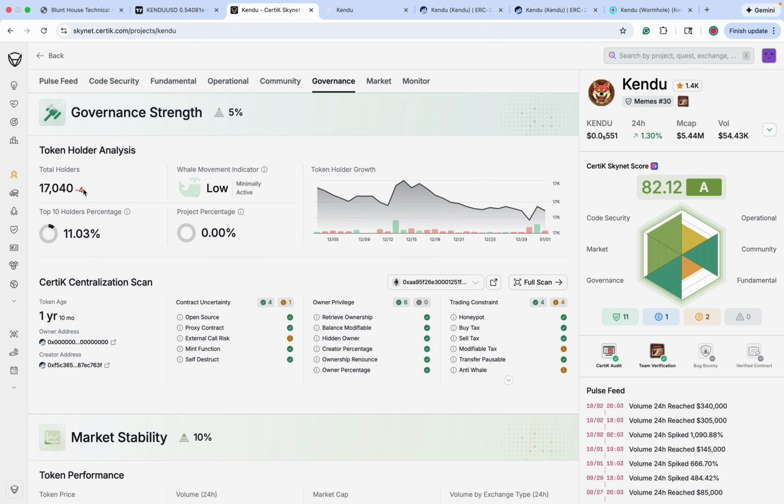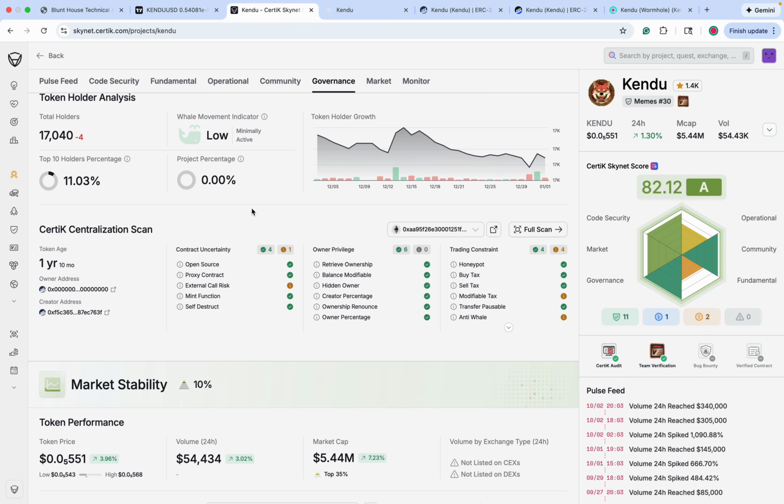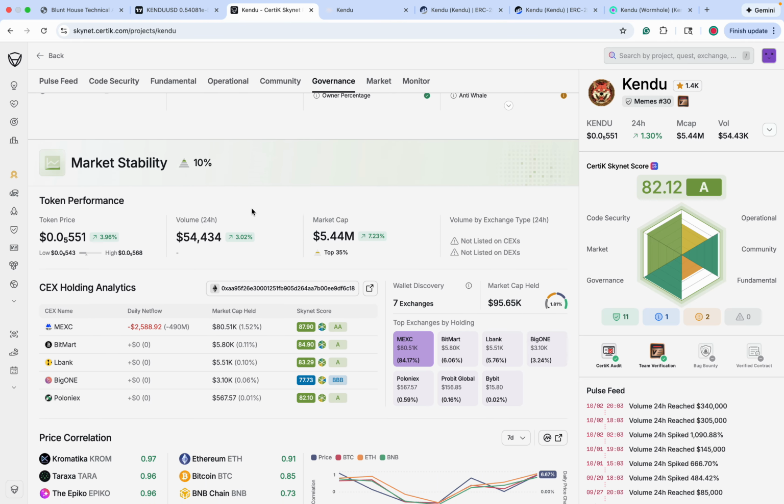According to this, it's 17,000 holders. That's not accurate. I'll show you momentarily. Our whales are minimally active, which is a great sign because they are not buying, they're not selling a lot of Kendu. I know there was a bunch of people DCAing today, and that is really important for any project. The true believers need to be DCAing as much as they can.